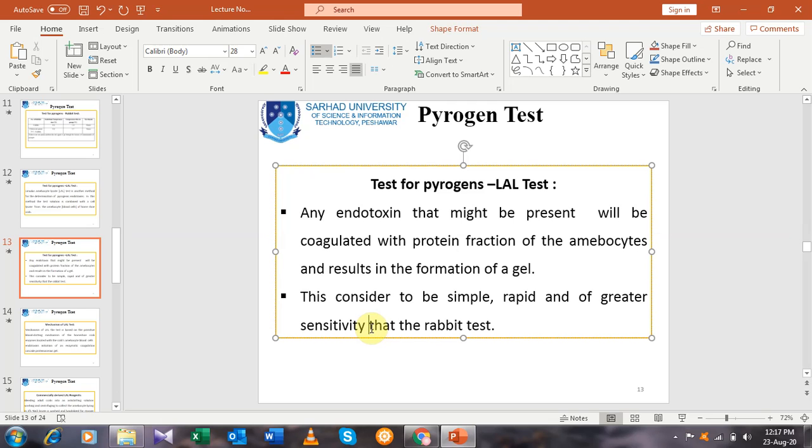This is considered a simple test because we just have to combine both the solutions. It is rapid. The time taken for the rapid test is 3 hours, while for this test the time taken is just 60 minutes, or an hour. And sensitivity is more compared to the rapid test. That's why this test is performed nowadays.